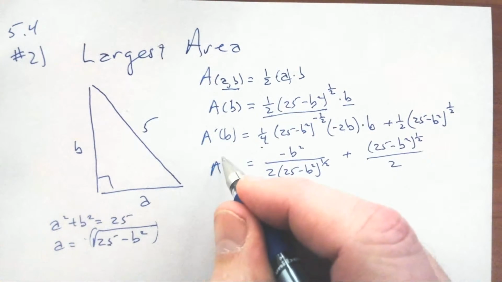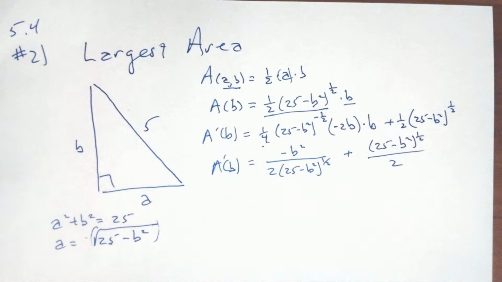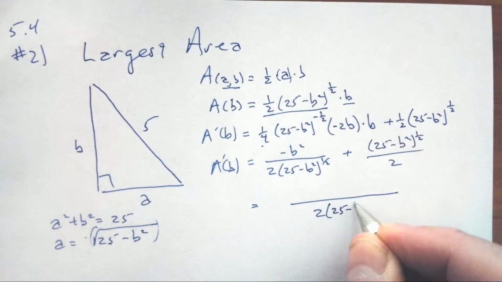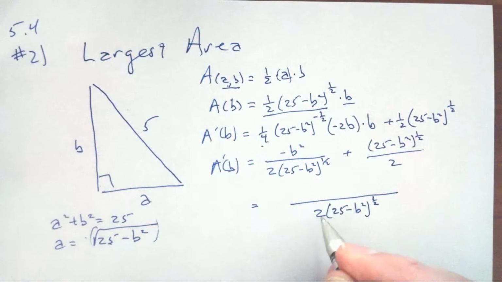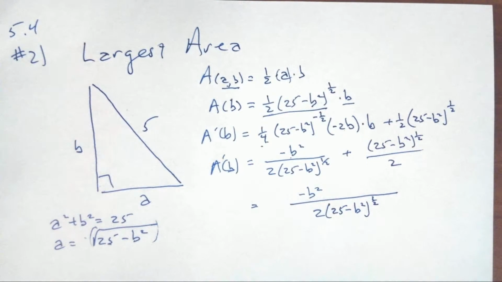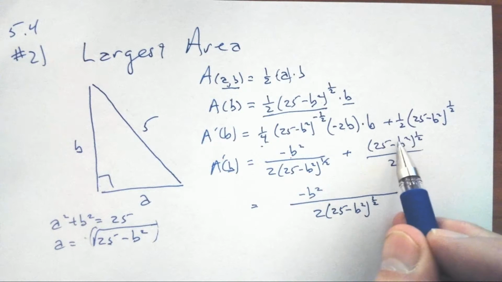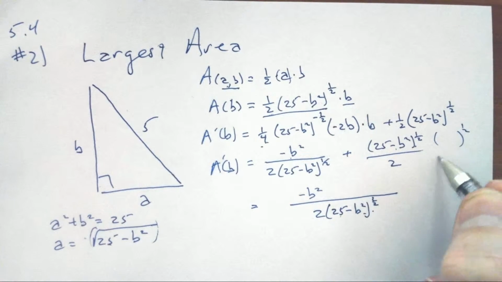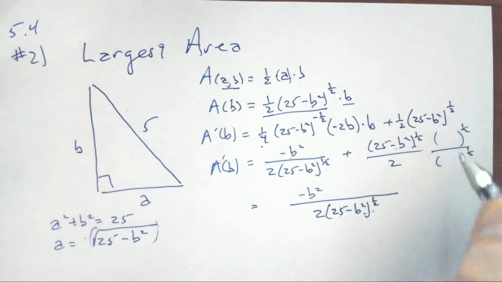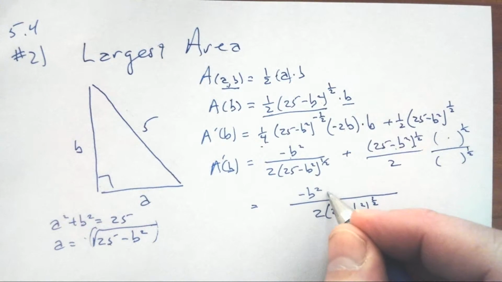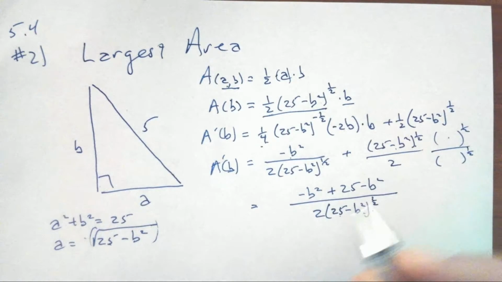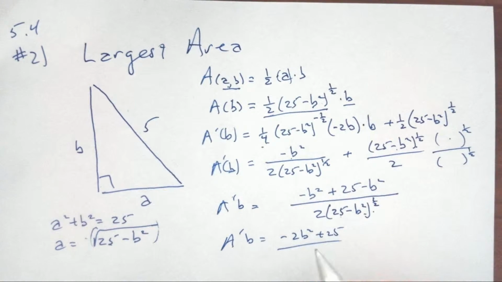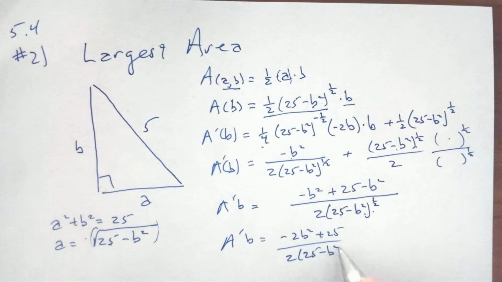And as often is the case on these ugly looking things, factoring or getting things simplified isn't quite as bad as we might think. Our least common denominator includes a factor of 2, a factor of 25 minus B squared to the 1/2, a factor of 2, but I've already got it. Good news, this negative B squared was already over all of that. More good news, this numerator was already over 2, and I just need to multiply it by 25 minus B squared to the 1/2, but that's perfect when I do that, because that and this just cancels the square root. So this becomes plus 25 minus B squared. So A prime B equals negative 2B squared plus 25 on 2 times 25 minus B squared to the 1/2.